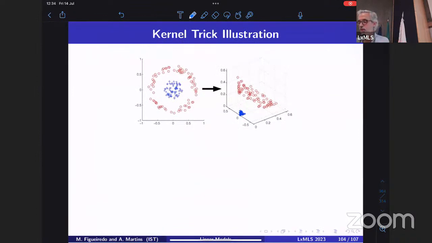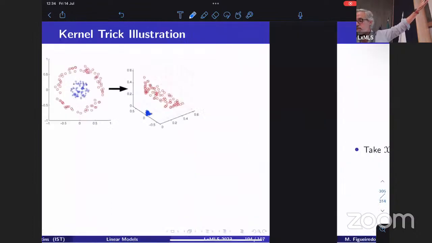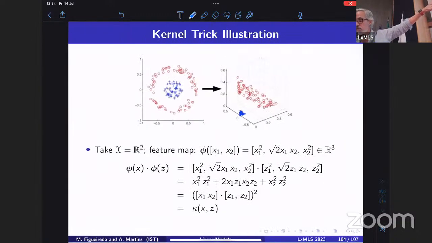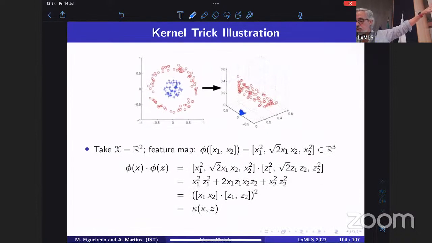I will skip this. I'll just show this usual basic-level introduction to kernels. Suppose you have that data set, the blue and the red circles, that is not linearly separable. Clearly, you need a circle. Okay. Let's do this feature transformation. It goes from a two-dimensional to a three-dimensional space. And the feature transformation is like this. A given point here with components x1, x2, I will map into x1 squared, x2 squared, and x1 times x2 times square root of 2.